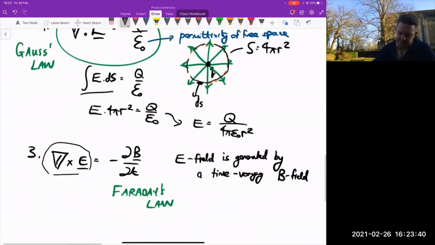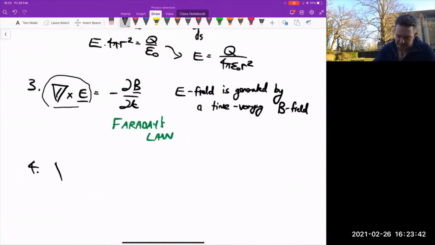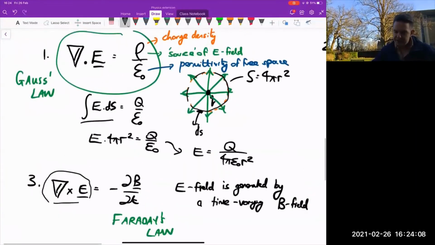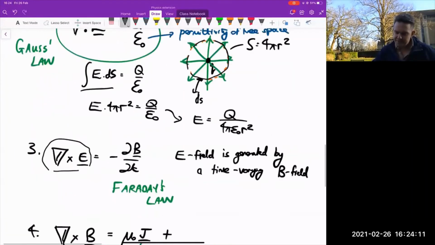Oh God, right. B fields. I'll read out the interpretation as I write it. B fields with vorticity are generated by currents. This is current density. So B fields are generated by electric currents. Okay, we know that one, don't we? And also by time varying electric fields.